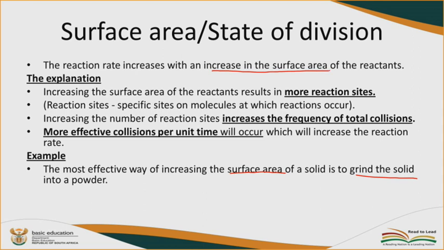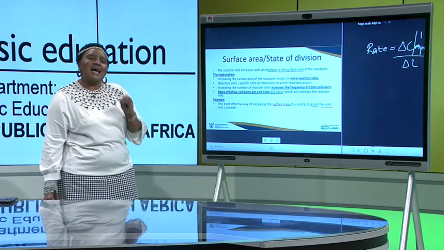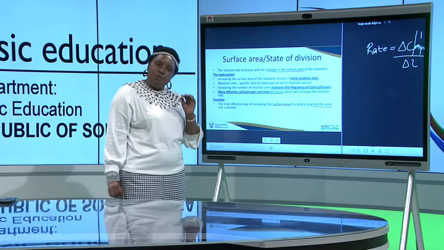What does that mean? It means with the minute your surface area increases, your reaction rate increases. And what causes the rate of reaction to increase is because you have got more reacting sites. So this is the explanation. I urge you, grade 12, you must answer this question in a bullet form.